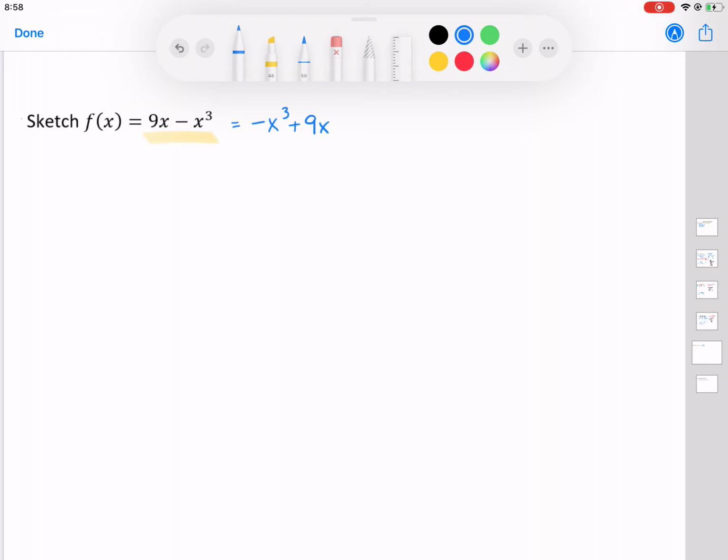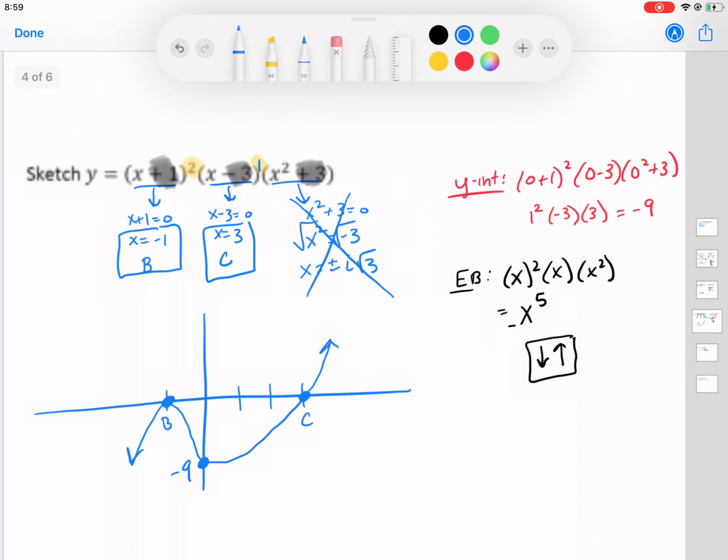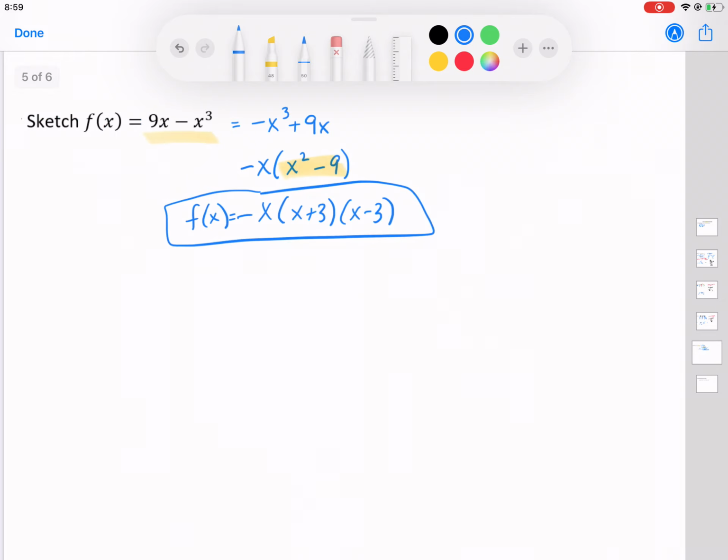I'm also going to take a negative out. So my greatest common factor is negative x. And if I divide each term by negative x, I get x squared minus 9. X squared minus 9 is a difference of perfect squares, so I'd have x plus 3, x minus 3. So then you would have a function that looks like the previous problems, where you can easily find your x-intercepts and so on, and your y-intercept and whatnot, to go ahead and sketch this.